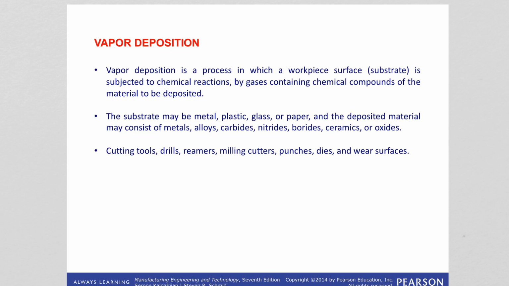Okay, so there are now vapor deposition techniques. In these processes, there are different types of vapor deposition processes, and in these processes there's going to be a workpiece, and the workpiece will be called the substrate, and this substrate surface is subjected to chemical reactions by gases containing chemical compounds of the material to be deposited. So in the gas phase, this gas phase is in contact with your workpiece, and the gas phase contains whatever the material you want to deposit.